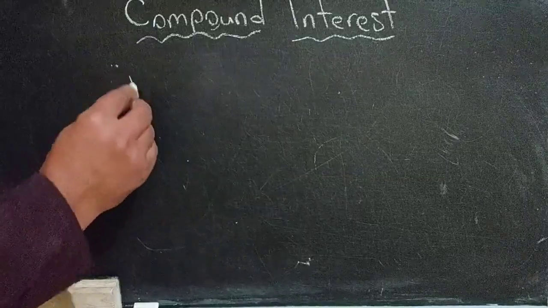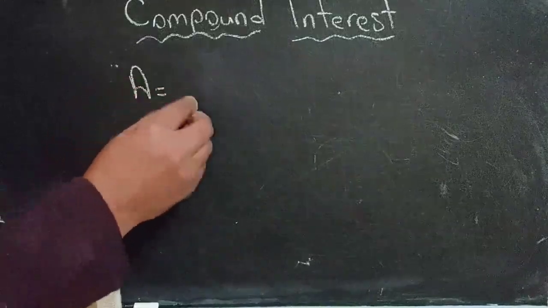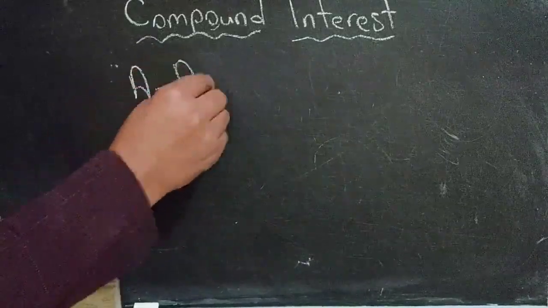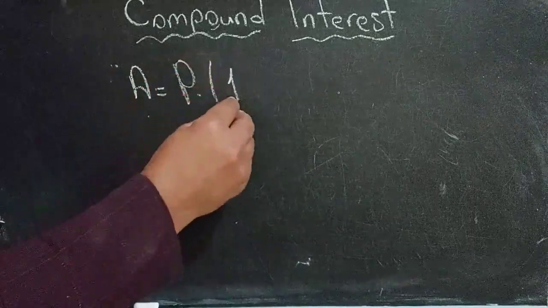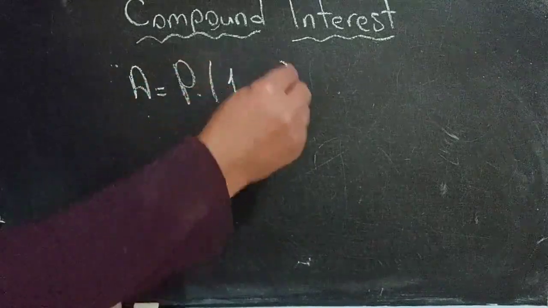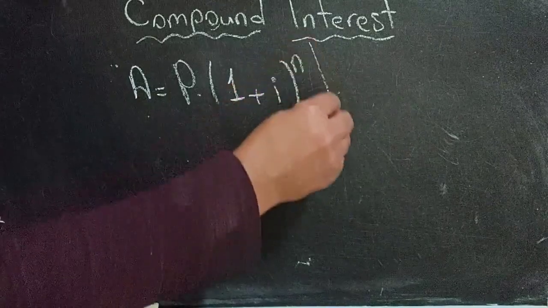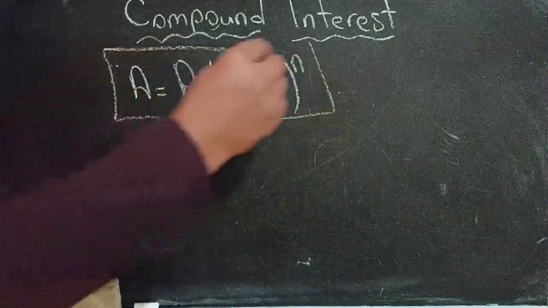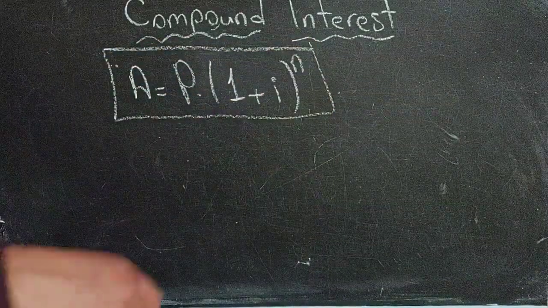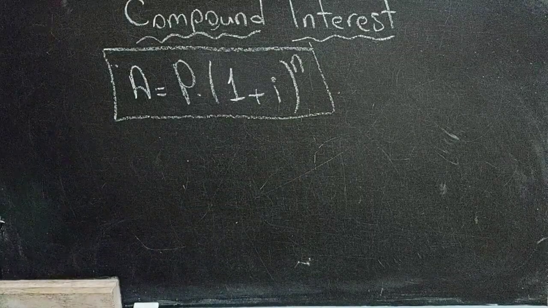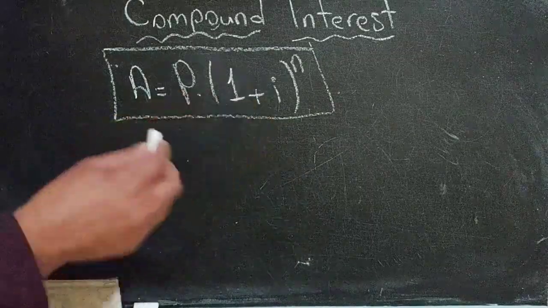Let me give you the formula first, then solve some questions about compound interest. The formula is A equals P times bracket 1 plus i, power n. That's going to be my formula. So, what do those letters mean?